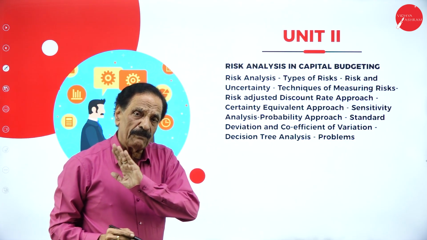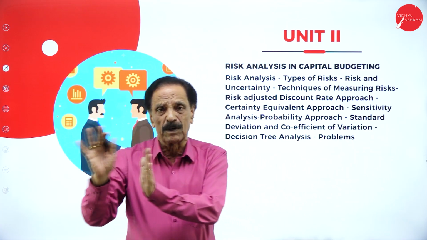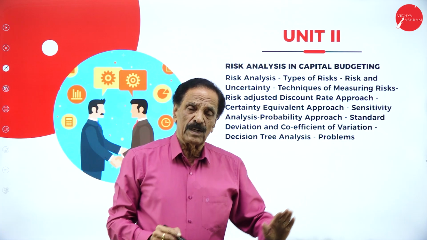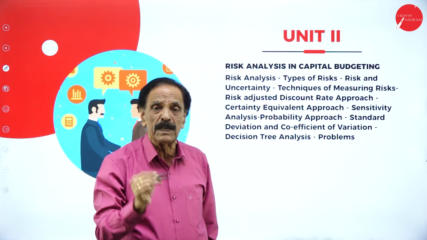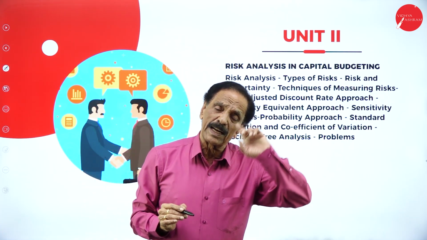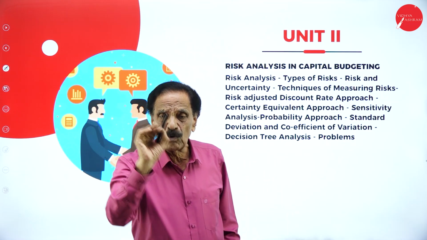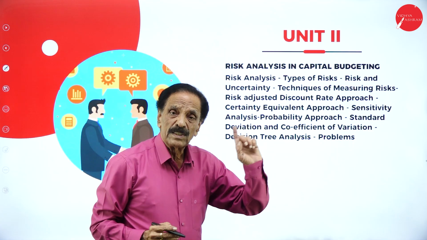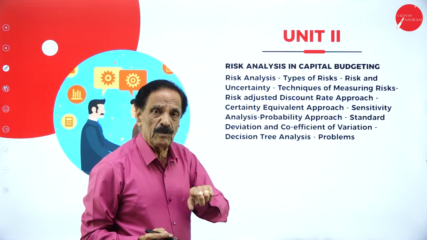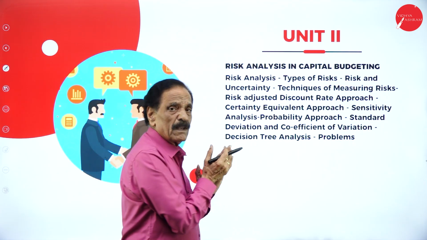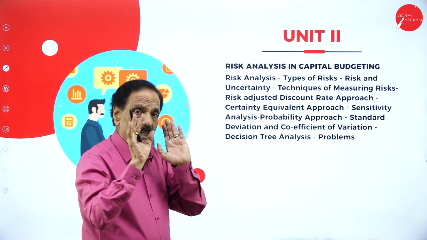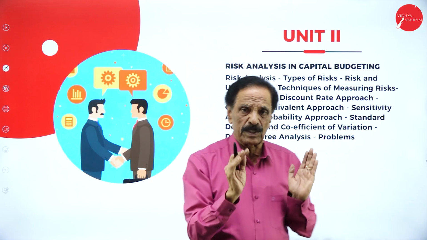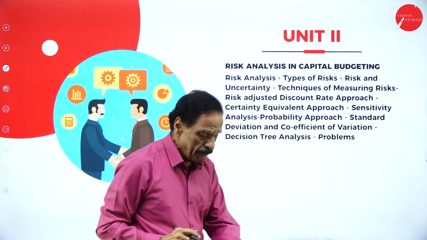Coefficient of variation means how it varies from one part to another. We call this CV. Coefficient of variation is equal to standard deviation divided by mean into 100. Here we are going to calculate the mean also, and the standard deviation. Apply the formula: CV is equal to standard deviation divided by mean into 100. Then we compare which is riskier. They will give two companies. You have to calculate which company has more risk.